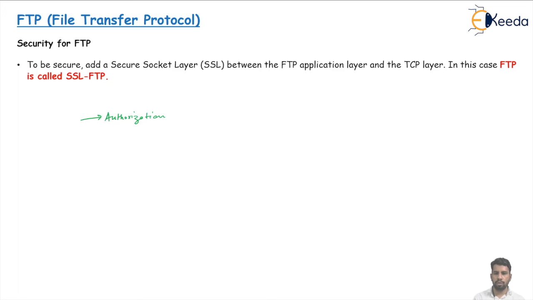That's why we need some type of authorization when personal communication comes into the picture. So to be secure, we add SSL, Secure Socket Layer security, between the FTP application layer and the TCP layer, and we call this SSL FTP. This way we provide security to the file transfer protocol. So this is all about the file transfer protocol.